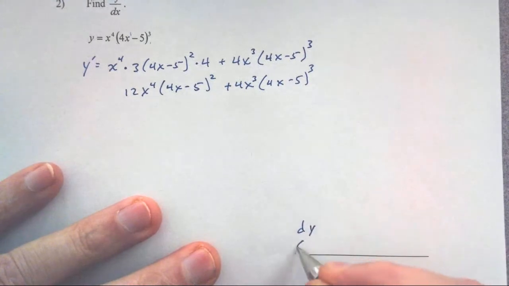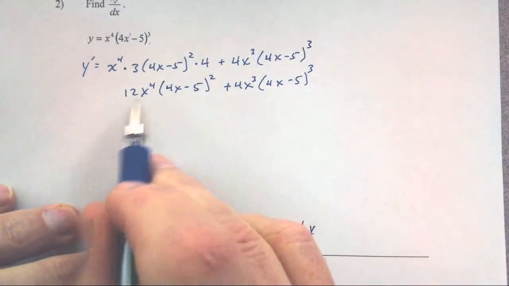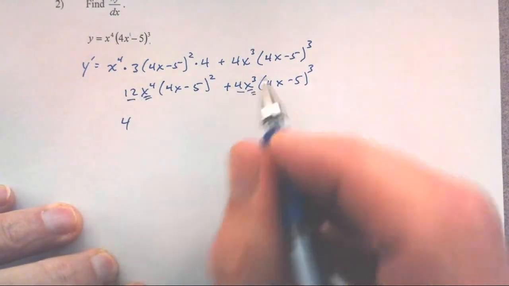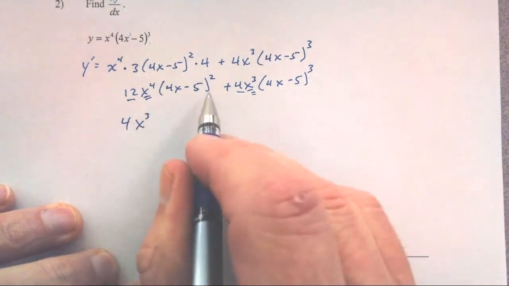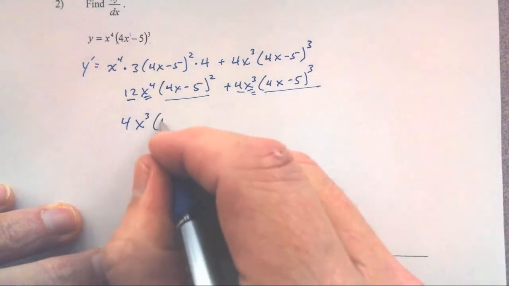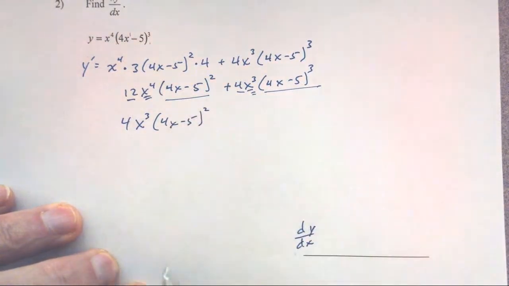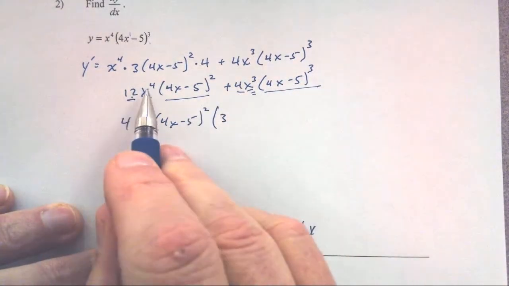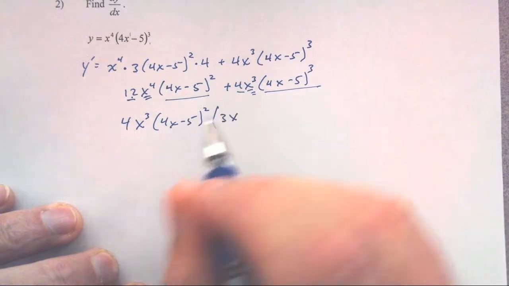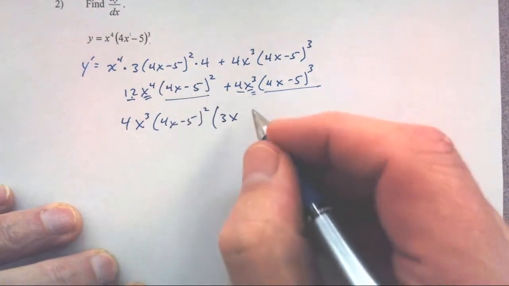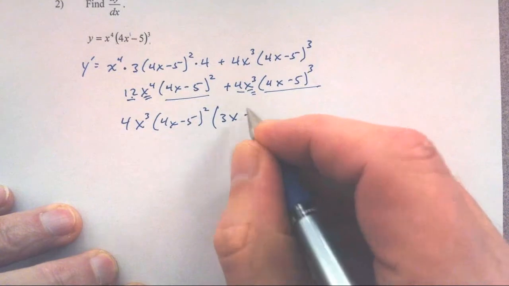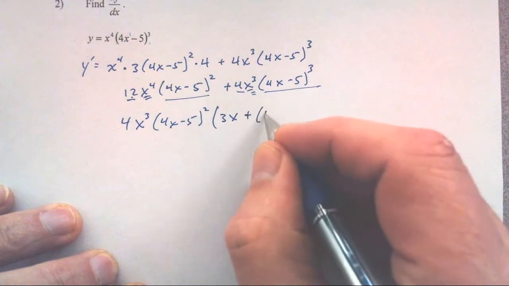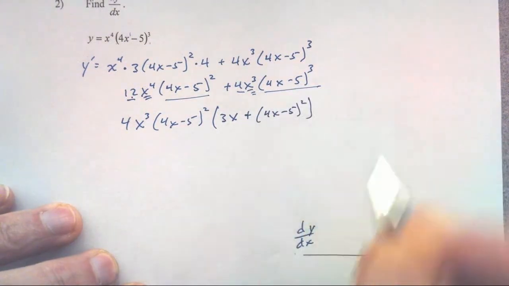dy/dx. If I factor out, I can factor a 4 out of these. I can factor 3x's out of these. I can factor a pair of 4x minus 5's here. And what am I left with? If I factor a 4 out, I've got a 3. I've still got an x here. I don't have any 4x minus 5's. Over here I've got no 4x cubes, but I've got a pair of 4x minus 5's.